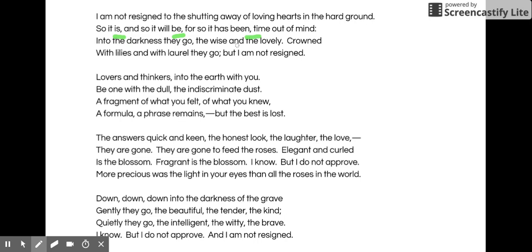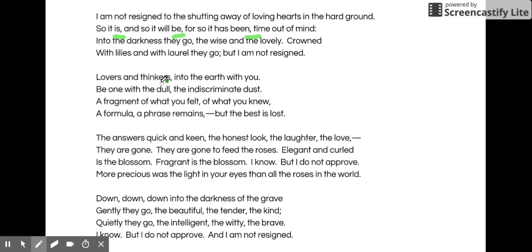So it is, and so it will be, and so it has been. If you notice, we have a change in tense. We go from present tense, future tense, and then somehow, oddly enough, we go into the past tense. And that would be something to think about in consideration with this idea of lost loves, and we've talked about that with the end of the poem.